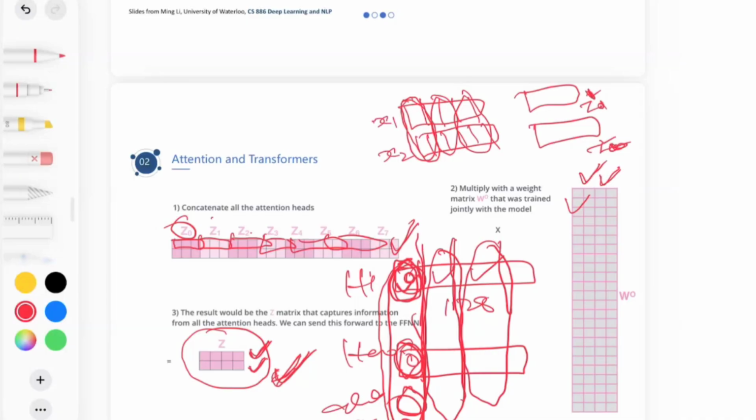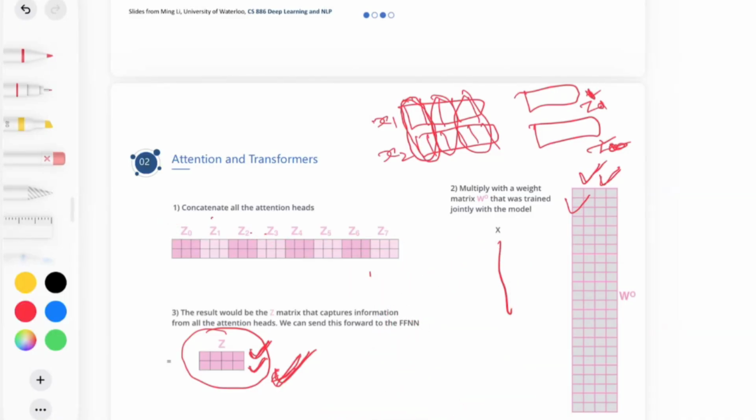When you say combine, sir, is it element to element combine, or is it entire matrix to matrix combine? Is it column to column combine? No. Combine means concatenation.